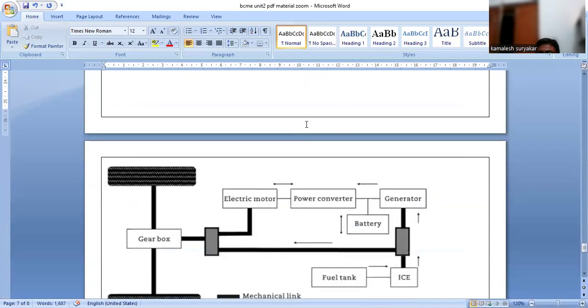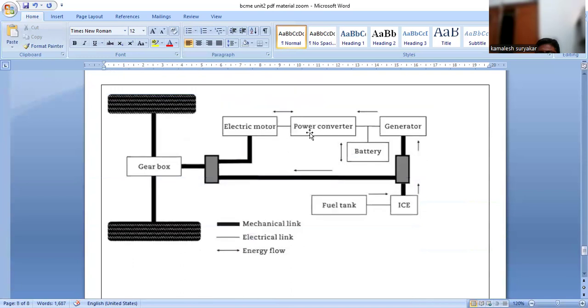Okay, here you can see this one. A gearbox is there for the driving wheels. This gearbox is connected to the electric motor, power converter, generator and battery. So this is the electric vehicle side. Here you can see the fuel tank and the internal combustion engine, whether petrol or diesel, connected. This is connected to one wheel, and this is connected to one wheel.